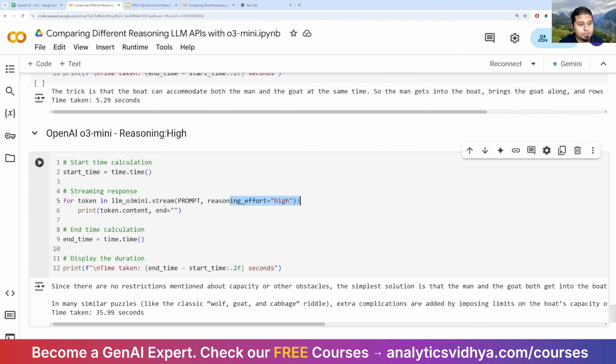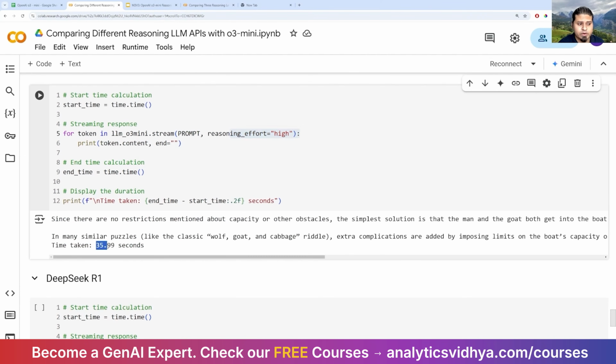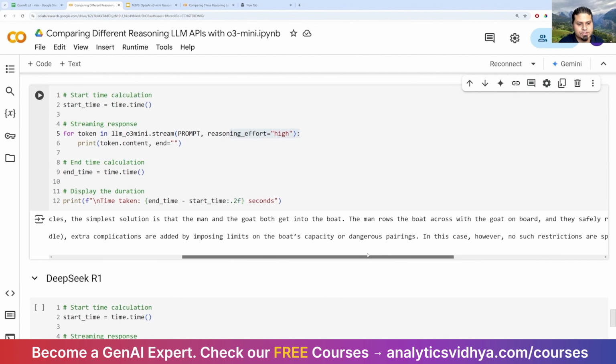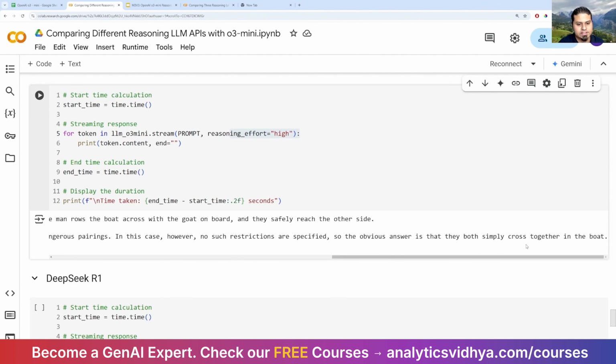Setting the reasoning level to high, it takes around 35 seconds. It does think about the other aspects which are typically in this problem, but it does get to the answer that they simply both cross together in the boat.